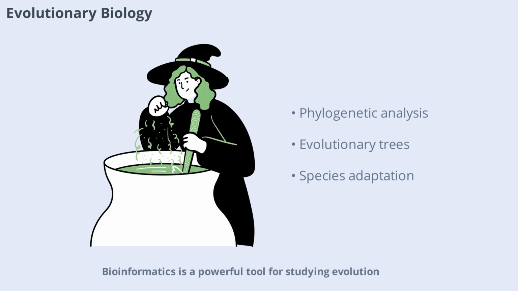Bioinformatics is a powerful tool for studying evolution. By comparing genetic sequences from different species, scientists can reconstruct evolutionary relationships and trace the history of life on Earth. Phylogenetic analysis, which builds evolutionary trees, relies heavily on computational methods. These studies help us understand how species adapt, diversify, and respond to environmental changes over time.